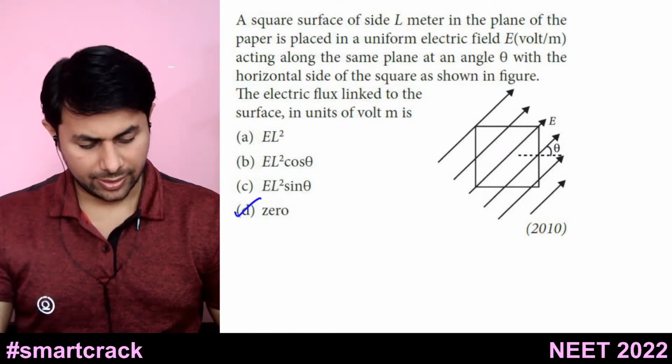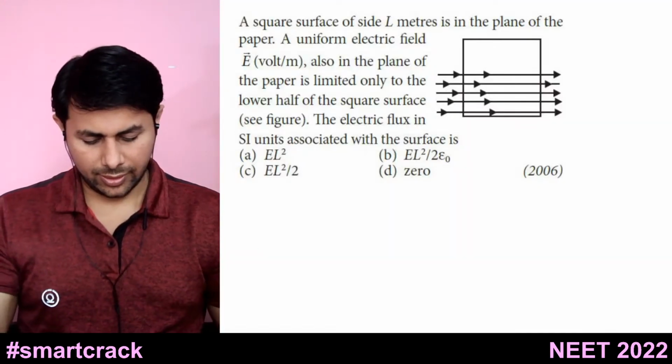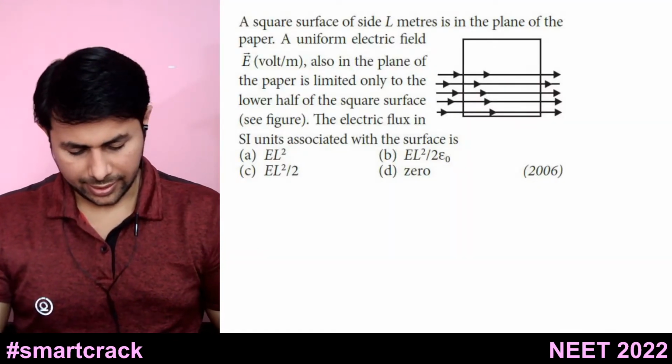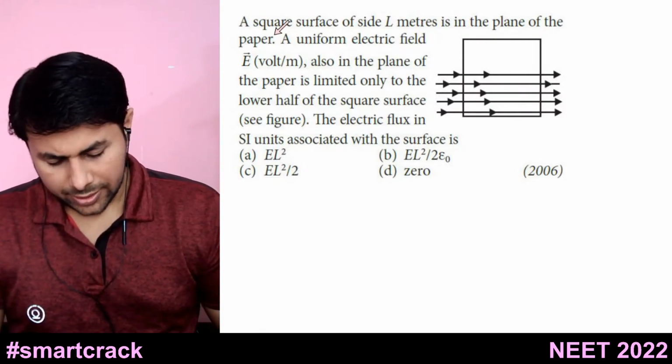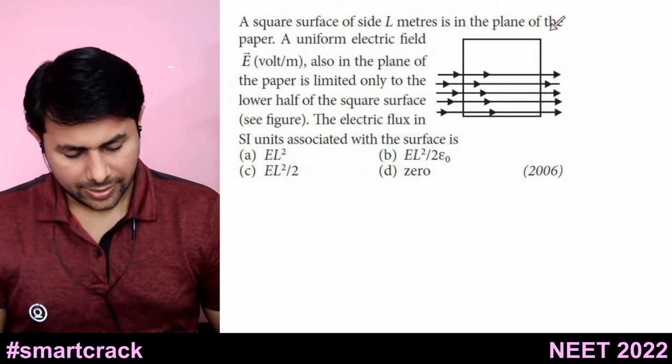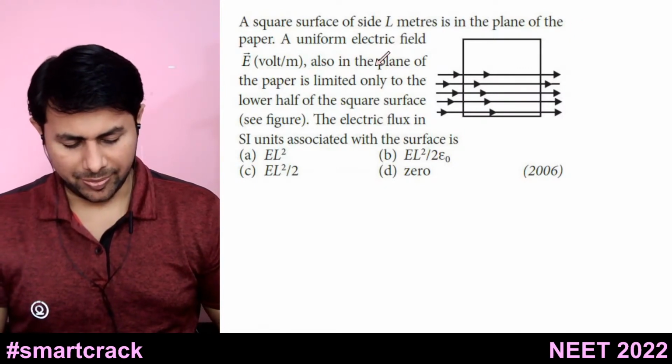Very simple. Okay, next question, and I can see it is similar to the last question. A square surface of side L meters is in the plane of the paper.